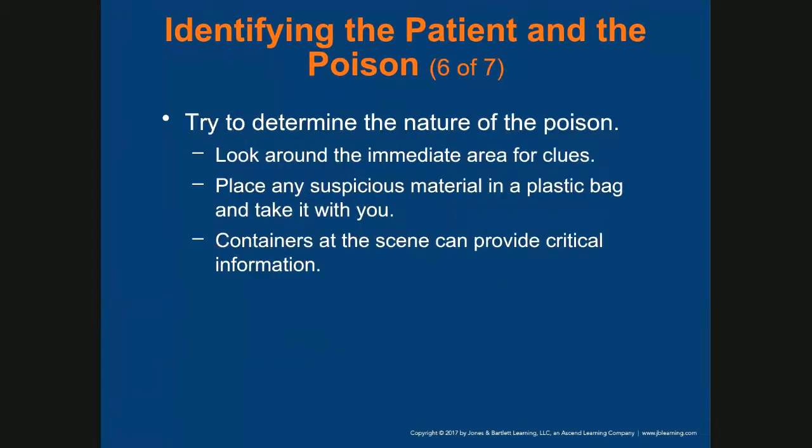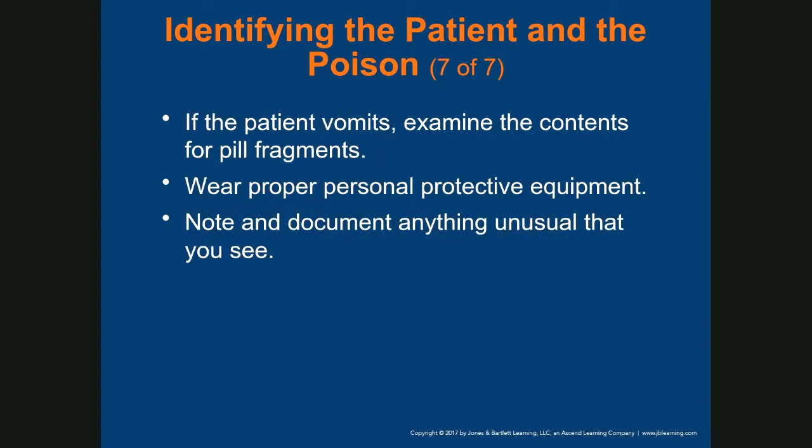Try to determine the nature of the poison. Look around the immediate area for clues. Place any suspicious material in a plastic bag and take it with you. Containers at the scene can provide critical information. If the patient vomits and there are pill fragments, you may have to examine the vomit to see how many pill fragments are in the vomit. Wear proper personal protective equipment. Note and document anything unusual that you see.